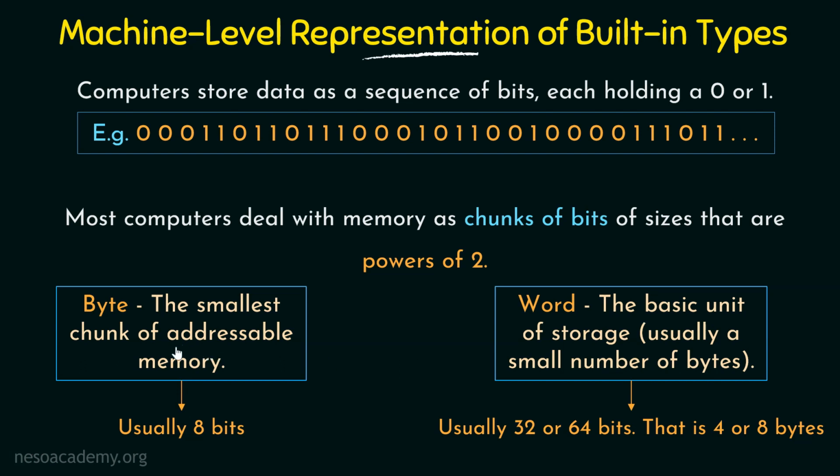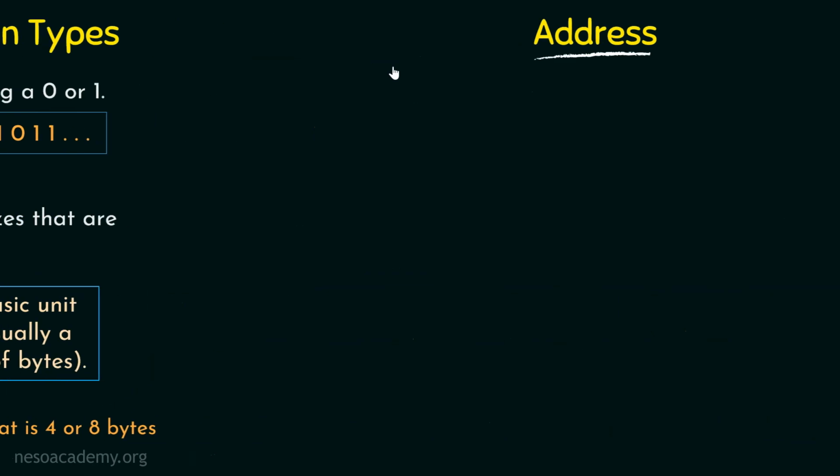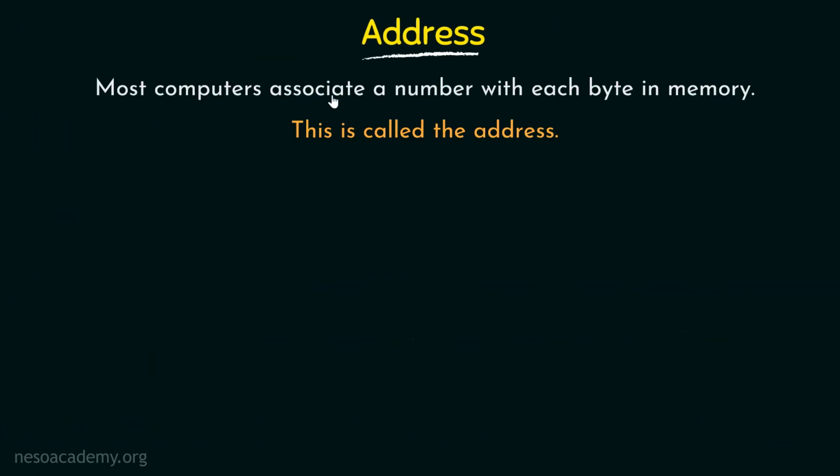Okay, so here we use the term addressable memory. Addressable memory means we are trying to address the memory with the help of some address. So let's talk more about addresses now. Most computers associate a number with each byte in memory. This is called the address. We already said that 8 bits equal 1 byte. So for each byte, there will be a number associated with it, and that number is what we call the address. And using that address, we will be able to access that particular data.